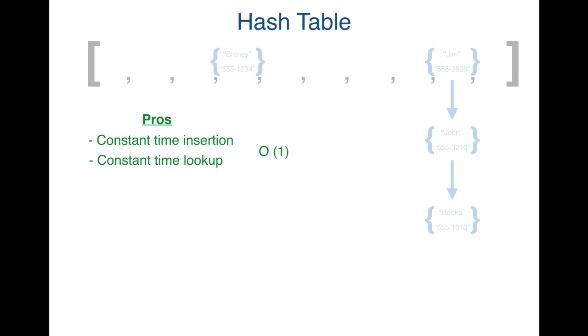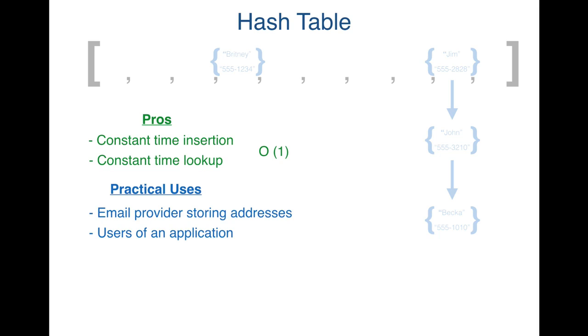In practice, hash tables can be used for a variety of different applications. Some examples in practice might be that your email provider could use a hash table to store all of your email addresses, just like we coded throughout this section. You could also use a hash table to store users in a database, where the key would be the username and the value would be an object with all of that user's information. And you could really use a hash table to store data for just about anything.